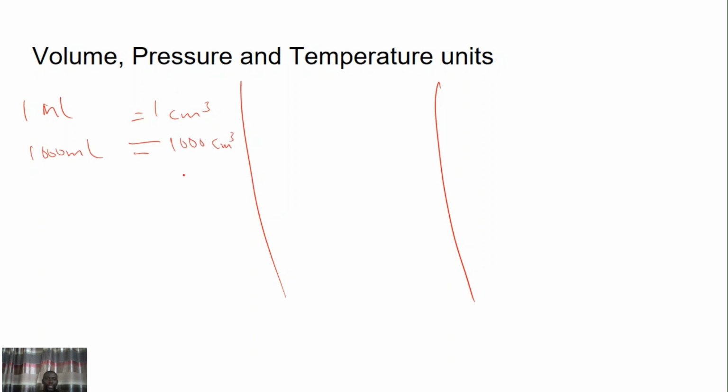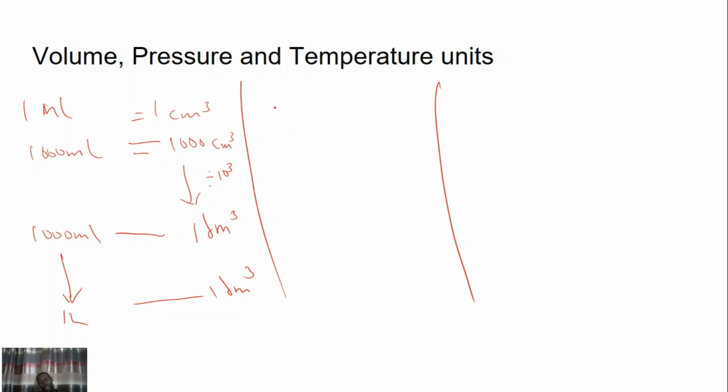Okay. And to convert this cm cubed to dm cubed, to convert centimeter to decimeter, you divide by 10. But since this is cubed, you have to divide by 1000. So 1 dm cubed will be equal to 1000 mL. And don't forget that this is equal to 1 liter. So 1 liter is equal to 1 dm cubed. So take note of this conversion.